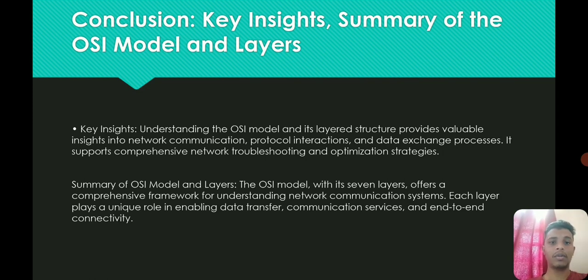And summary of the OSI model and layers. The OSI model, with its 7 layers, offers a comprehensive framework for understanding network communication systems. Each layer plays a unique role in enabling data transfer, communication services, and end-to-end connectivity.